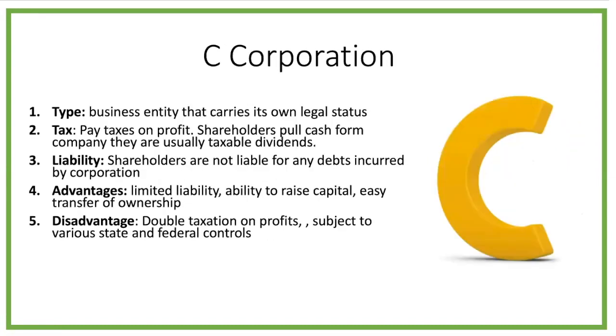The next type of business entity that I want to talk to you guys about is C corporations. C corporations are something that you're probably more familiar hearing. Big companies and corporations such as Google, Apple, McDonald's, Sizzler, these are C corporations. And C corporations are business entities that carry their own legal status, meaning that the C corporation pays taxes on the profits. Shareholders, however, pull cash from the company, and they're usually taxed as dividends.